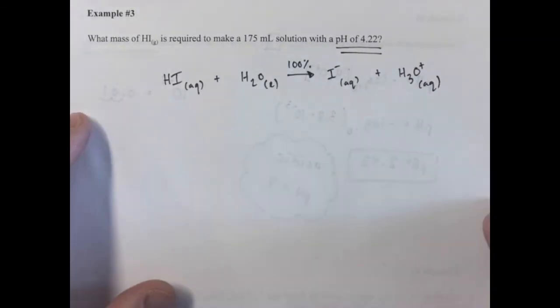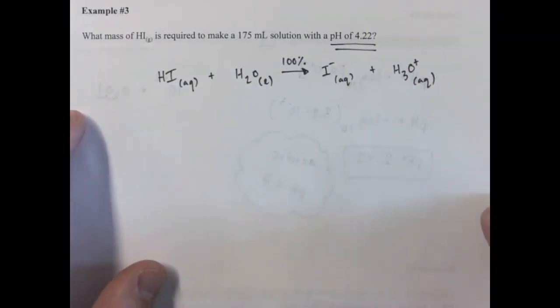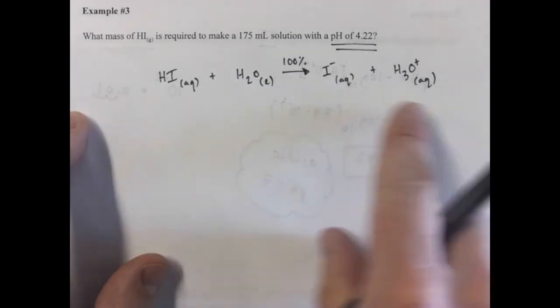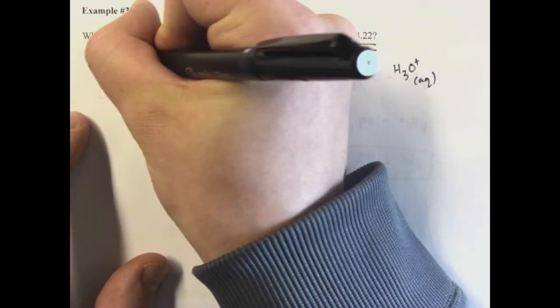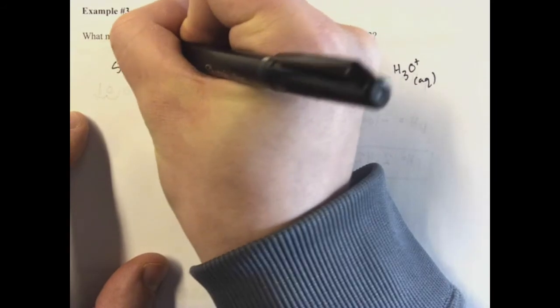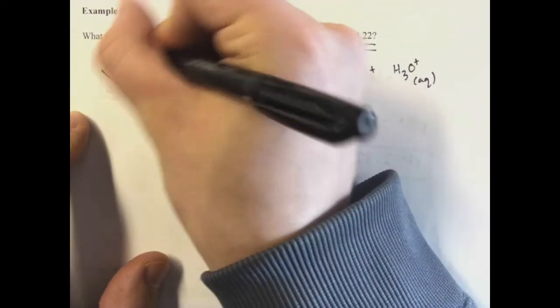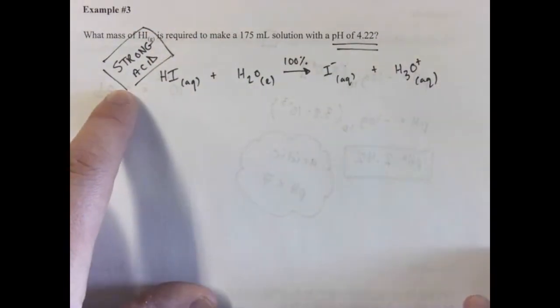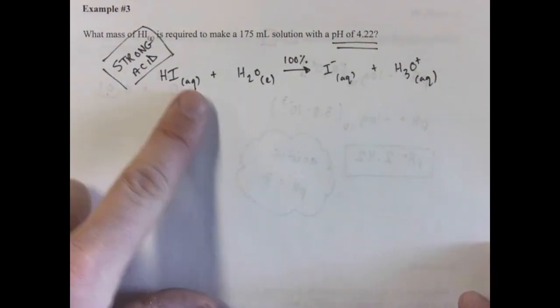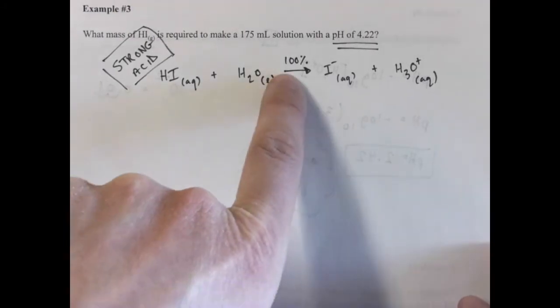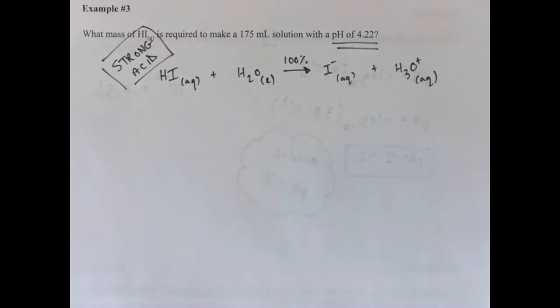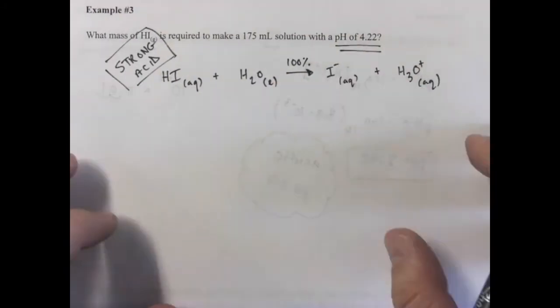Not to mention it doesn't work. It doesn't give you the right answer. But this we can use because hydrogen iodide is a strong acid. The same logic applies to strong bases. These questions are only doable in grade 11 or Chem 20 because they're strong acids and we assume they go to completion. So let's figure this out.